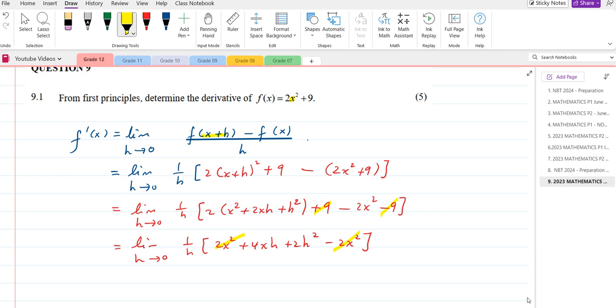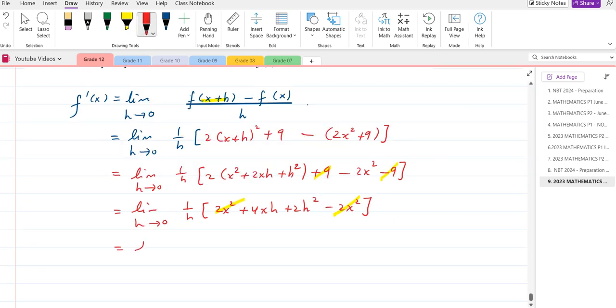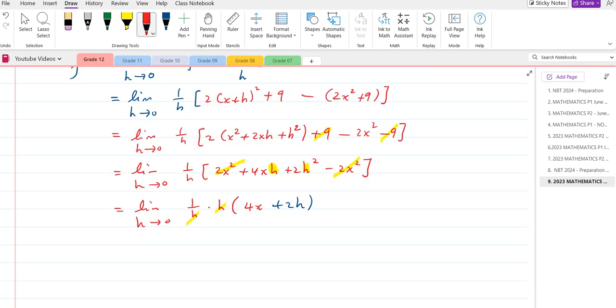We can take out h as a common factor. Let's take out h. Limit as h approaches 0 of 1 over h into h into 4x. Remember, we're taking out h as a common factor, so you're going to be left with 1 there, plus 2h. Now the nice thing is that the h and the h cancel out, and the limit is 4x plus 2h. If you substitute 0 into h, you just get 4x. Right, so my answer is 4x.